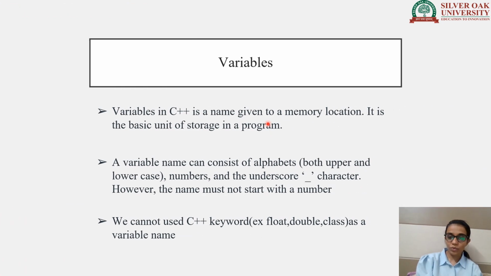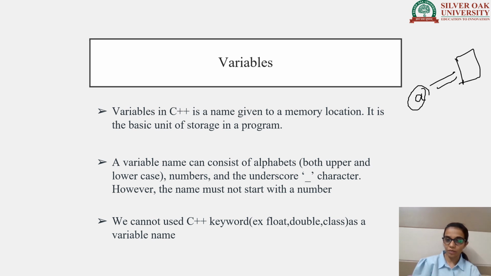Variables. Now you must know what variables are. A variable is a name given to a memory location. Suppose I am creating one variable, that is A. Then that particular memory is blocked for this variable A. Now, how to define a variable? A variable name can consist of alphabets, uppercase and lowercase both are allowed. Numbers are also allowed. The underscore character is also allowed. No special character is allowed, like at the rate or dollar. No special characters are allowed other than underscore.